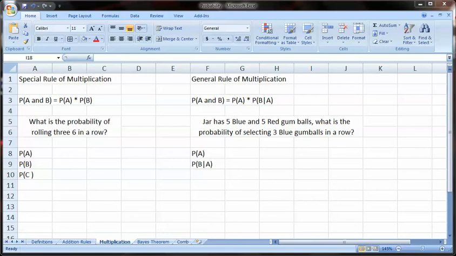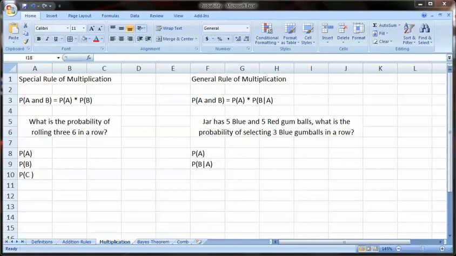Right, the next section looks at the multiplication rules. What the multiplication rules show is what happens when you have a series of events happening. So for example, the special rule of multiplication says basically it's the probability of one happening after the probability of another. This is where that language again becomes important. Probability of A and B happening. So it's a series of events.